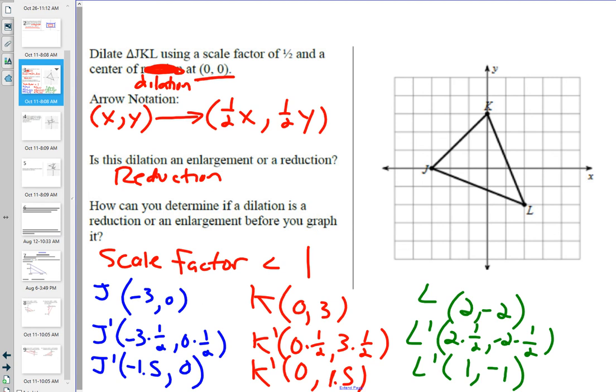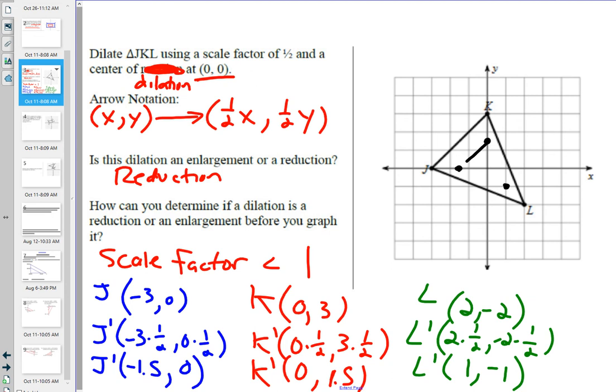So now when I finally go and graph this, how should this look compared to the triangle that's there already? It should look smaller. Specifically, how much smaller? Half the size. Let's see if that's the case. -1.5 and 0 is halfway between the first box and the second box on the x-axis, one to the left. 0, 1/2 is the same thing but going up. And then 1, -1. One to the right and one down.